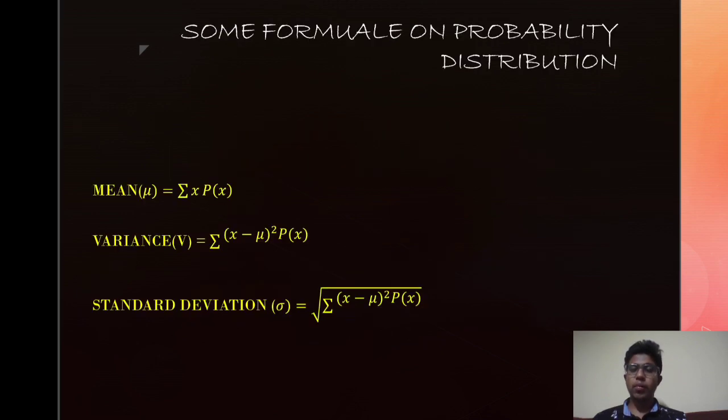Some formulas on probability distribution. Mean is summation of x times P(x), and variance is summation of (x minus mu) whole squared times P(x). Standard deviation is the square root of summation of (x minus mu) whole squared times P(x).